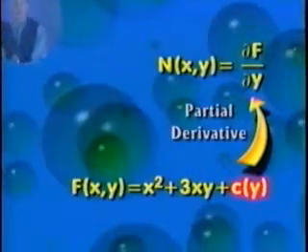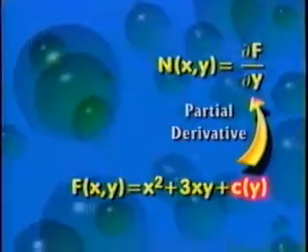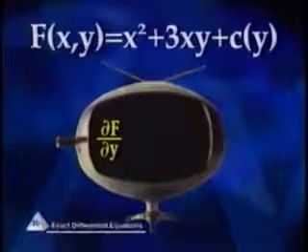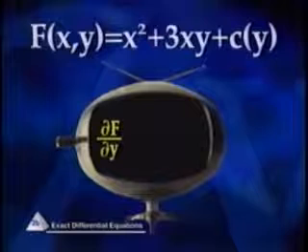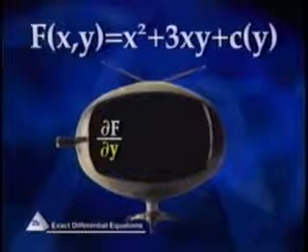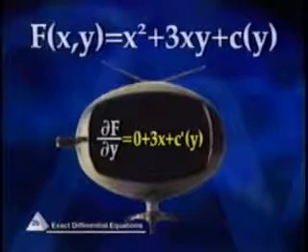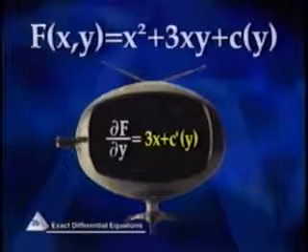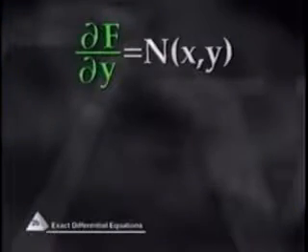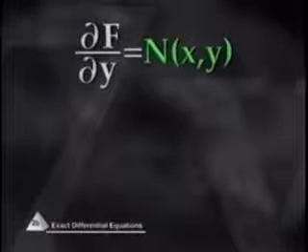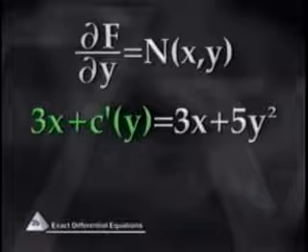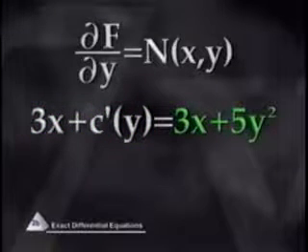Then we'll be able to find c of y. Trust me, it'll work out. You'll see. Taking the partial derivative of x squared plus 3xy plus c of y with respect to y gives us 0 plus 3x plus c prime of y, or just 3x plus c prime of y. Setting the partial derivative of f with respect to y equal to n, we get 3x plus c prime of y equals 3x plus 5y squared.